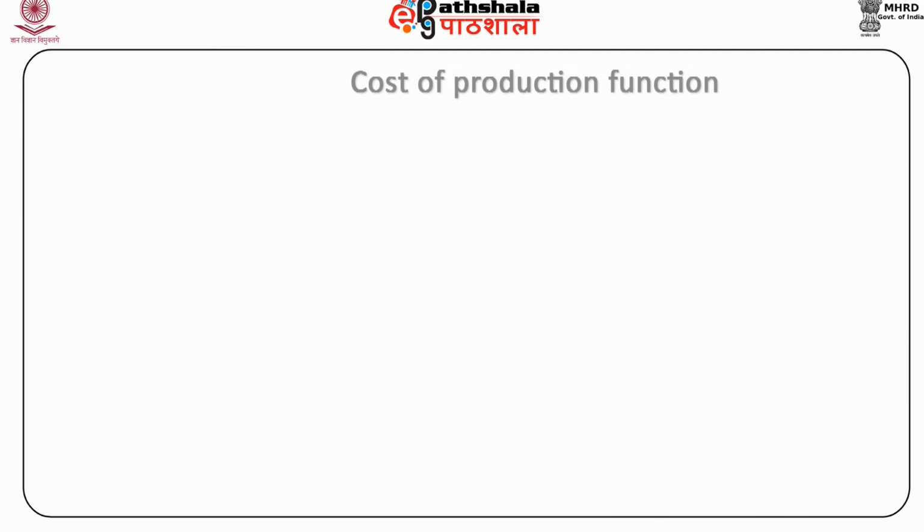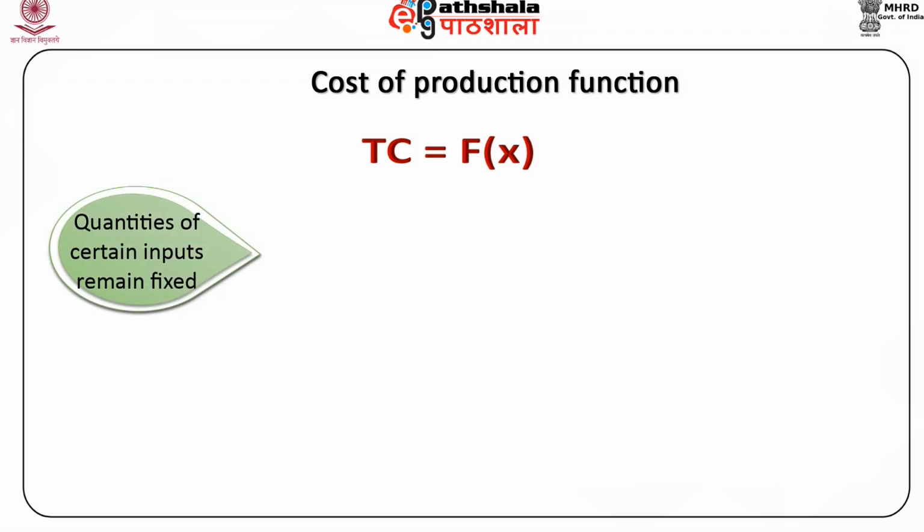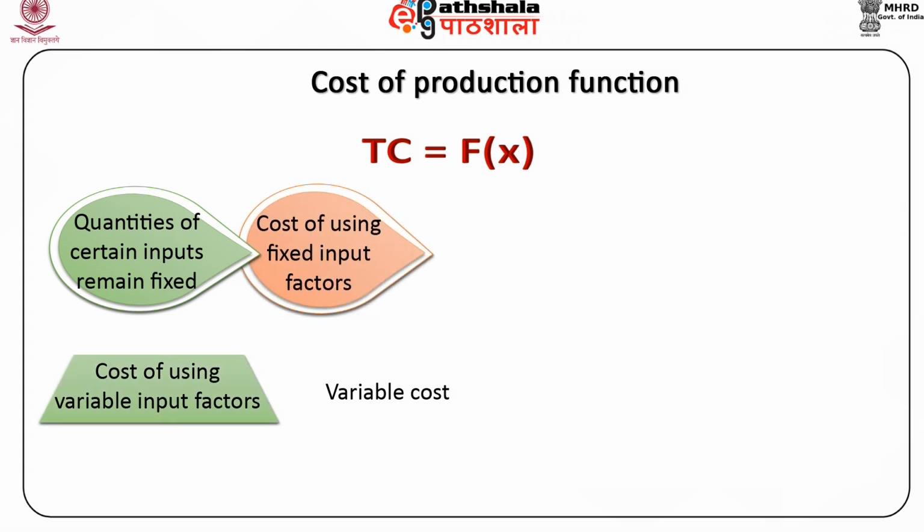The cost of production expressed as a function of the level of output x is termed as cost function, written as TC equals f(x). The short run cost function can be derived from the short run production function. In short run, the quantities of certain inputs remain fixed while the quantities of others are variable. The cost of using fixed input factors is known as fixed cost, and the cost of using variable input factors is known as variable cost.